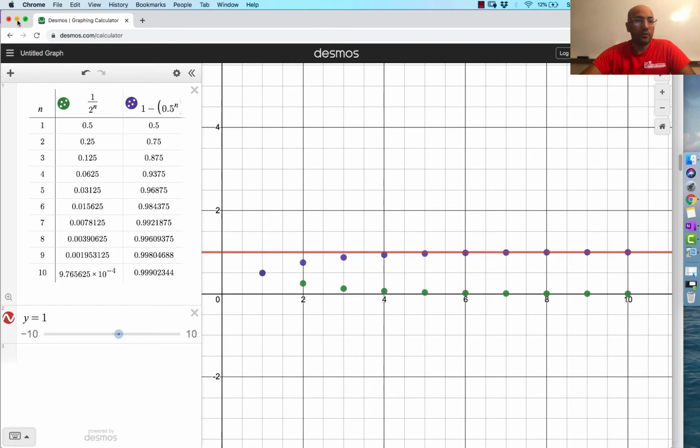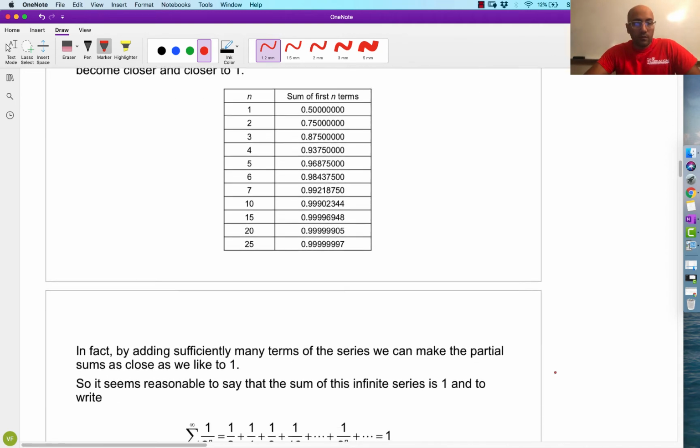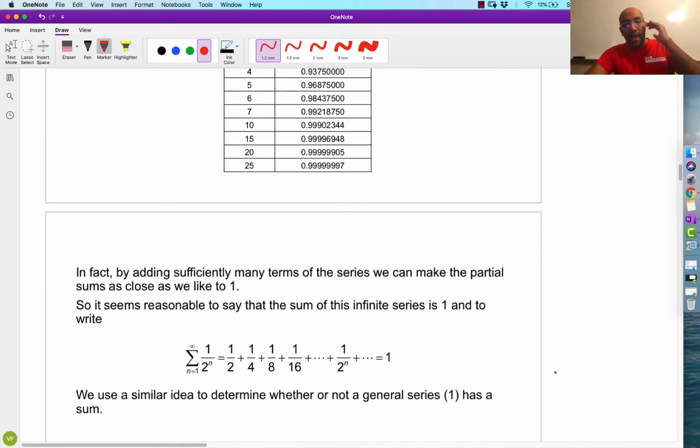Good. Okay, so let's go back over here. So here's our table. The table shows that as we add more and more terms, it begins to grow closer and closer and closer to 1. That's a good indication of where it's going, but that's not a proof yet. So we haven't proven that that's true. We're just getting ourselves familiar with the series and maybe have a pretty good idea of what the answer should be based on this. Okay. All right, so in fact, by adding sufficiently many terms to the series, we can make partial sums as close to 1 as possible, right?